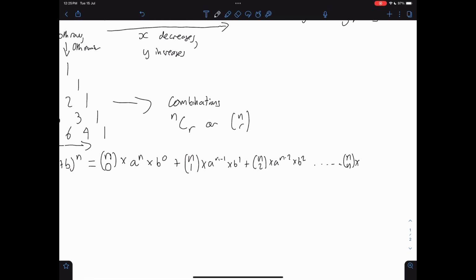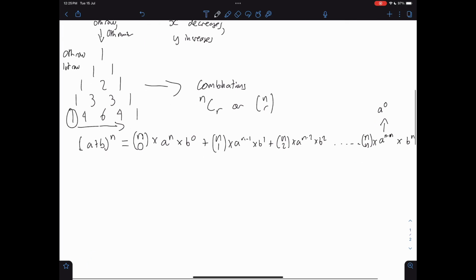And the final term will end up being n choose n times a to the power of n minus n, multiplied by b to the power of n. And remember, a to the power of n minus n is a to the power of 0, which is 1.